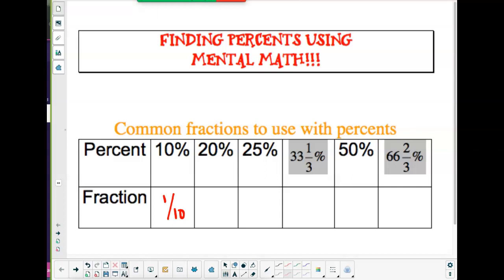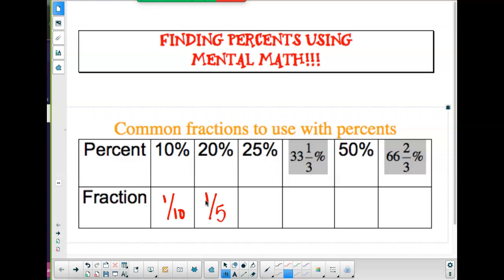Does anybody know that? Go ahead, Zachary. 1/5. Okay, 25%. What fraction, Lily? 1/4. How about 33 1/3% or 33.3%? Zachary. 1/3. 50% is, go ahead, Keila. 2/4 or 1/2. Let's put it as 1/2. And then how about 66 2/3, Ariana?